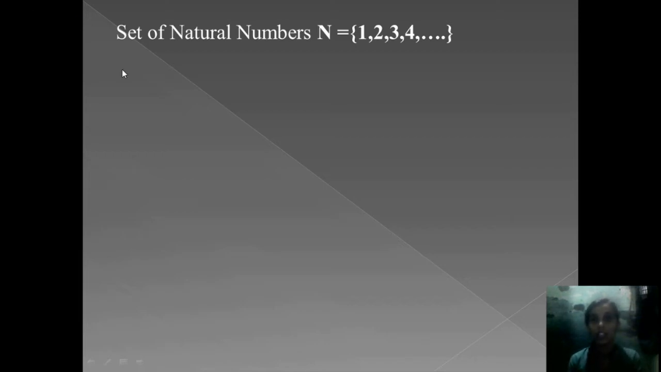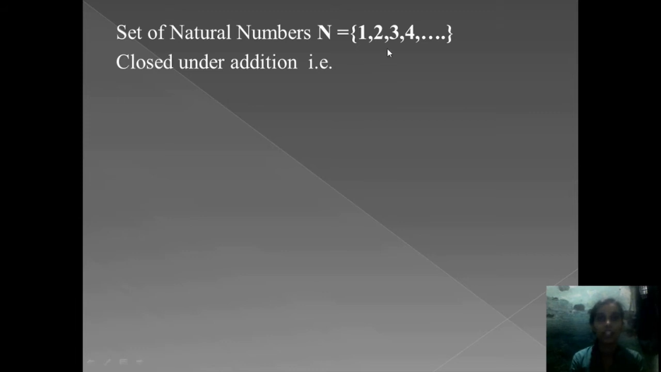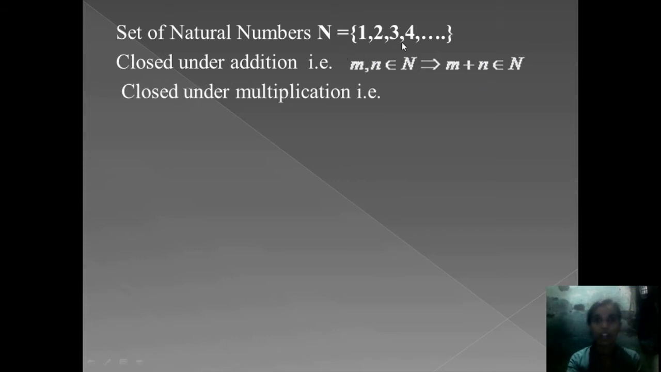Okay, so in the set of natural numbers we have closure under addition, that is the sum of two natural numbers is again a natural number. For example, we write m, n belongs to N implies m plus n belongs to N. It is closed under multiplication. If we take any two numbers m and n belonging to the set of natural numbers, then their product m into n is again a natural number. For example, 4 into 5, they are natural numbers. Their product 4 into 5 is 20, that is again a natural number.